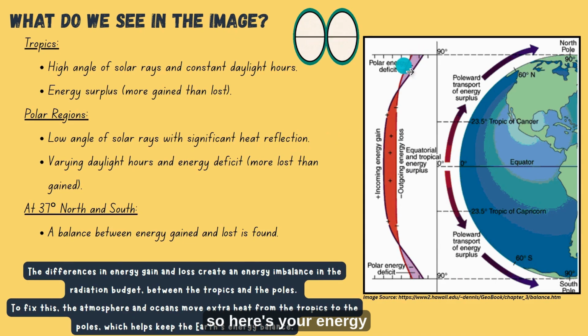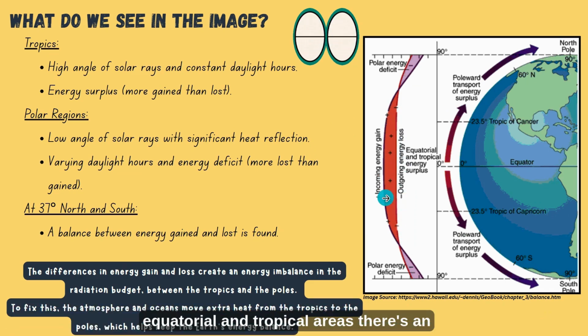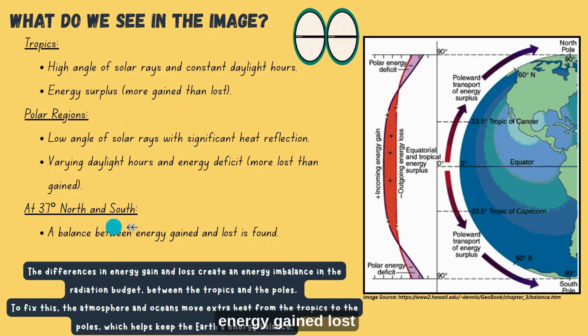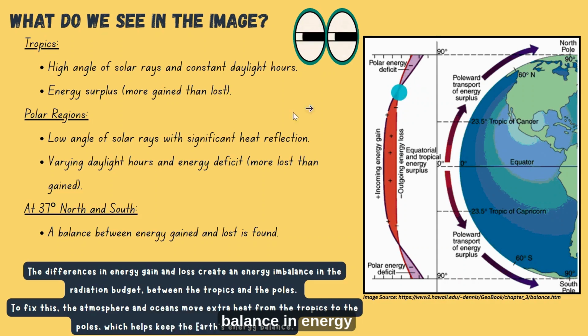So here's your energy deficit here at the poles, and at your equatorial and tropical areas, there is an energy surplus. At 37 degrees north and south, there is a balance between energy gained and lost. So here, where you see the surplus and deficit cross, there is your balance in energy.